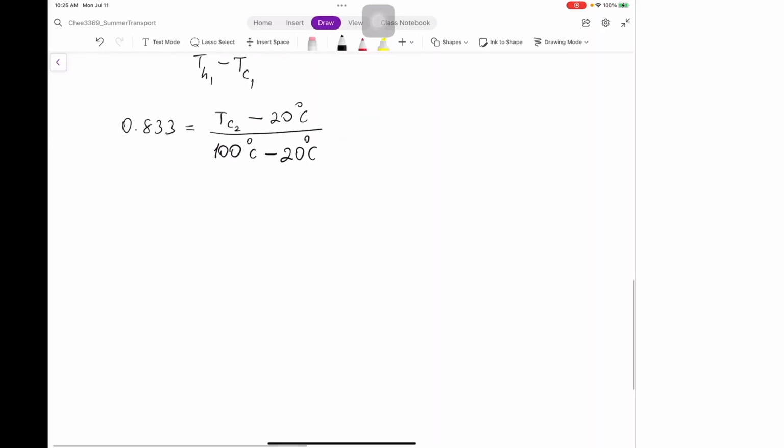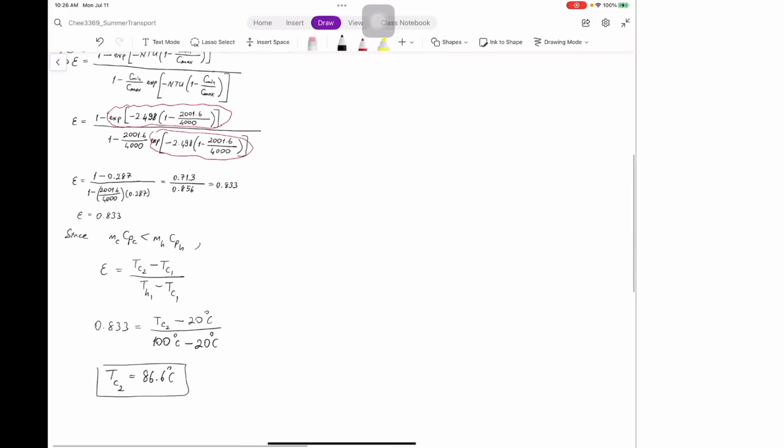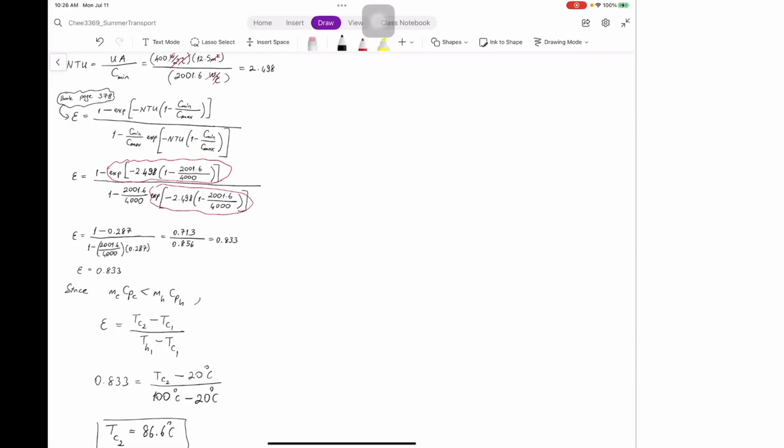And what do we find from here? TC2 is equal to, let's do it, times 80 plus 20. So we get 86.6 degrees centigrade. So that's the water outlet temperature. Okay. Do you have any questions so far?